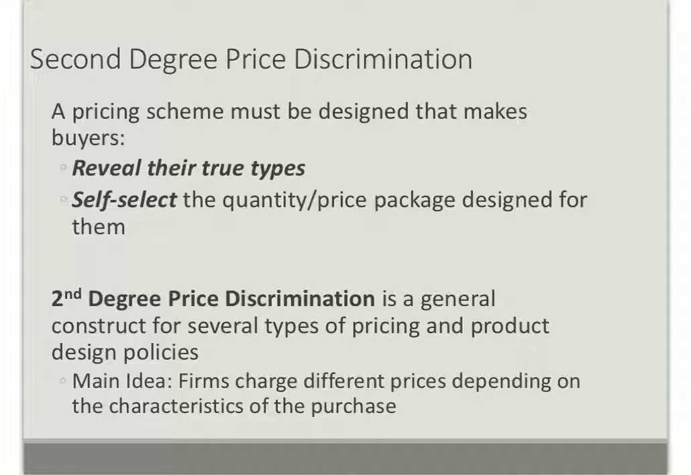But they're going to set up a system where the customers who they know vary, so they know that these customers vary, they just can't identify them. Those customers are going to reveal their true types, and they're going to self-select the quantity price package that was designed for them. So we'll walk through an example and we'll talk about how this is done. But the idea here is because I can't identify the customers, they're going to have to self-select who they are and reveal who they are to me through their purchase choice.